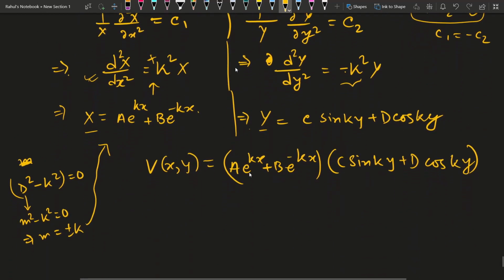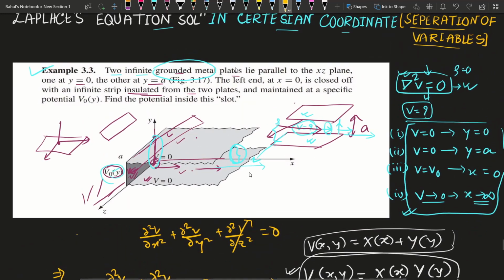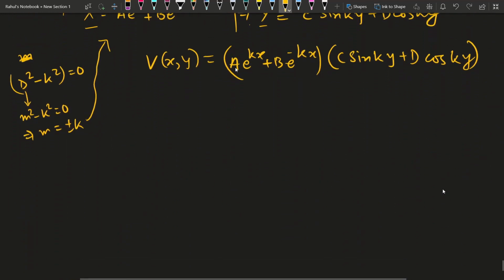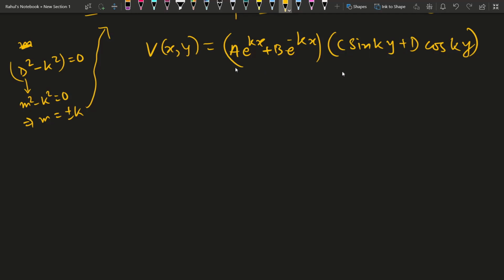Now looking at the boundary condition, you can understand that v is 0 as x tends to infinity. This is an oscillatory type of function, right? At y tends to infinity also, the nature of the function will be like this. It will not become infinite along the y axis. That means this function is oscillatory, we call it oscillatory.